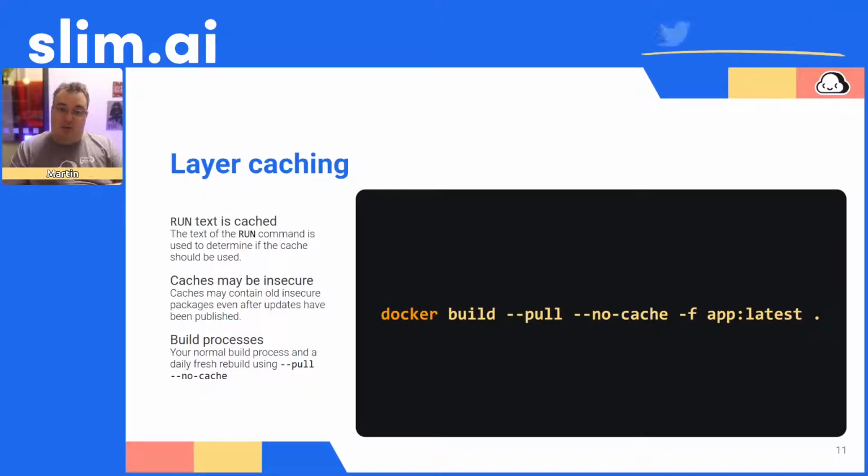As a result, what you're probably going to want is the benefits of caching and security updates within a reasonable amount of time. Then you're going to need two build processes: the normal image build process that runs whenever new code is released, and then a daily rebuild of your container images from scratch using --pull and --no-cache to ensure you have all the security updates.